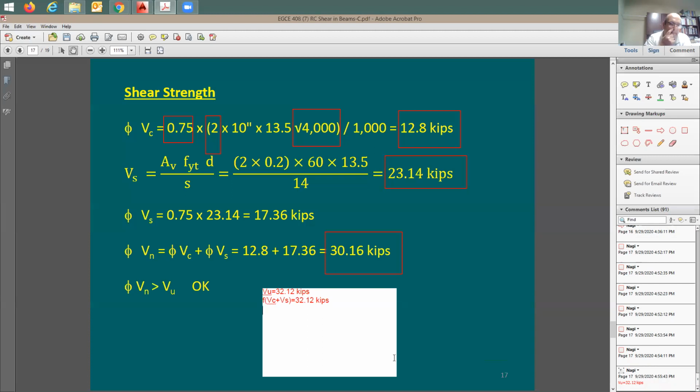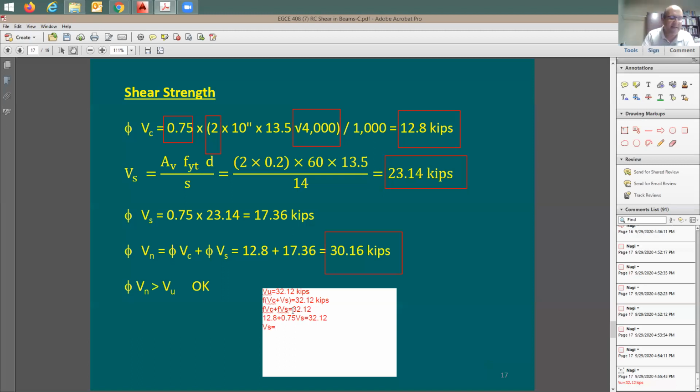Stay with me. How much is Vc? V underscore c, right? You see it there? Yeah, the 12.8. Okay, so I can say phi Vc plus phi Vs equals again 32.12, correct? Phi Vc is 12.8, plus 0.75 times Vs is going to equal the demand. Am I correct? Yes.